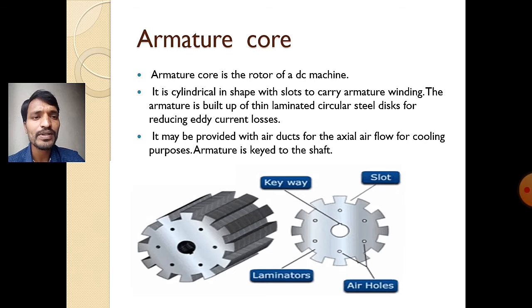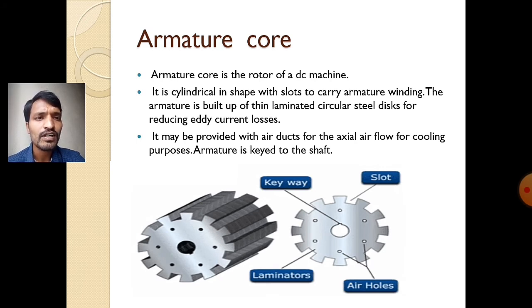Next, armature core. Generally in a DC machine, the armature is placed on the rotor. The armature core is the rotor of a DC machine. It is cylindrical in shape, with slots to carry the armature winding. You can see in the picture these zigzag slots on the cylindrical armature, which are used to place the armature winding on the armature core.